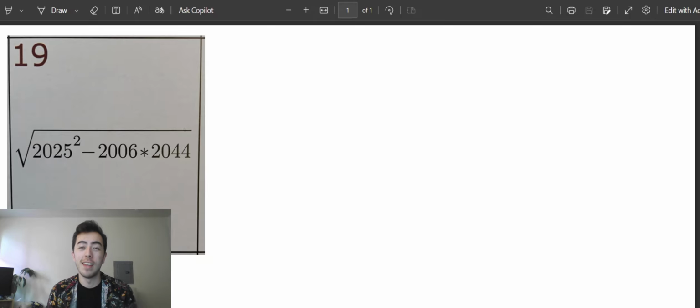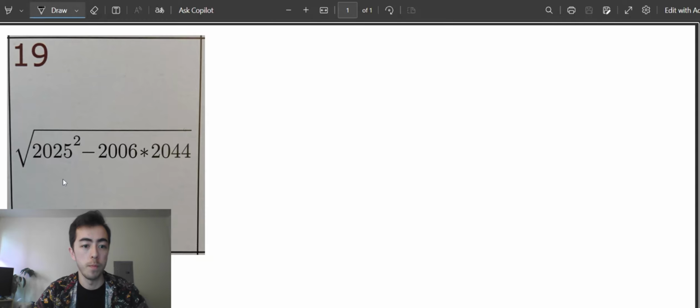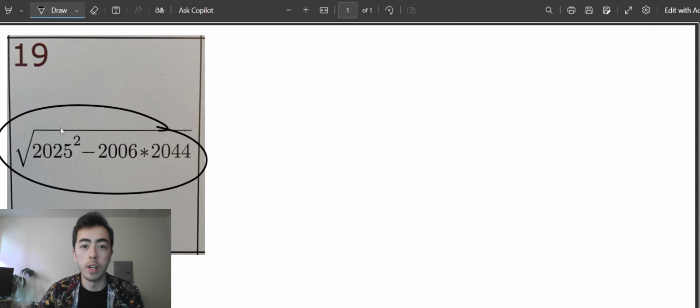It's May 19th, and this above my head is problem number 139 from the Daily Epsilon calendar. And since today is May 19th, the answer today should also be 19. So this number here is just 19, and we should set out and figure out why.